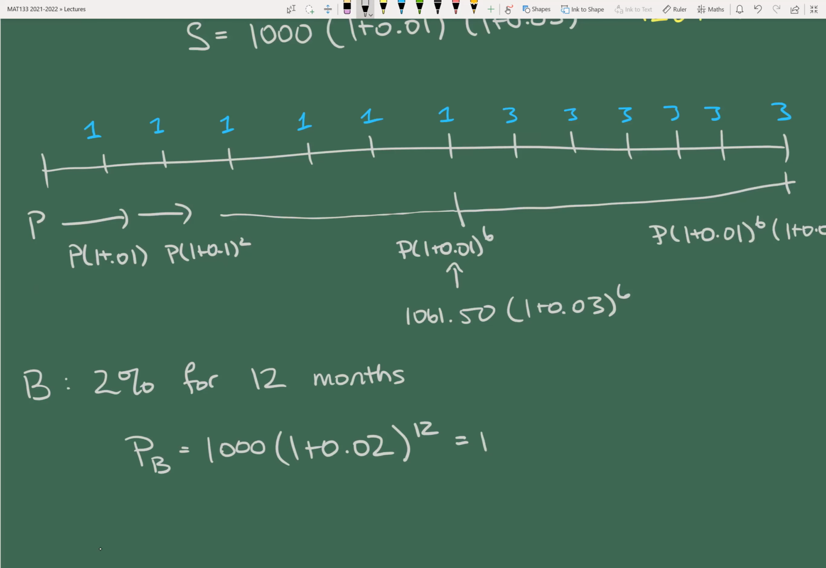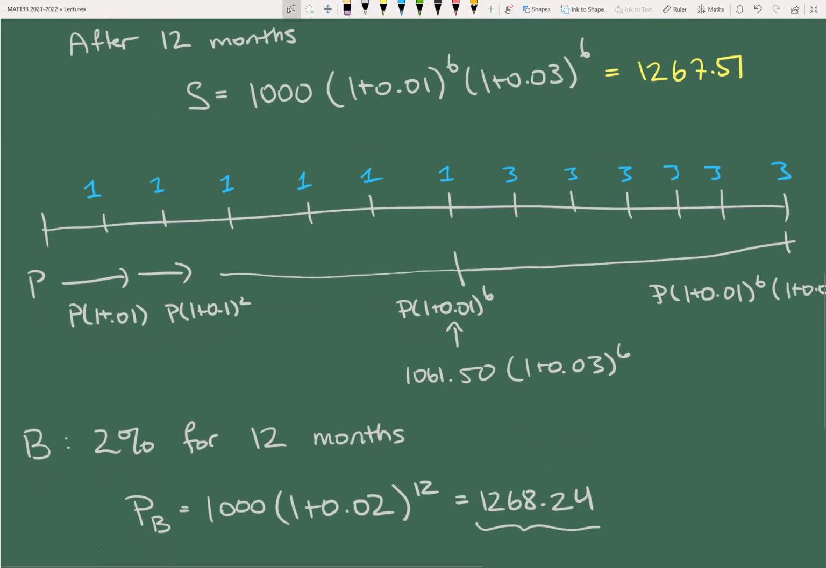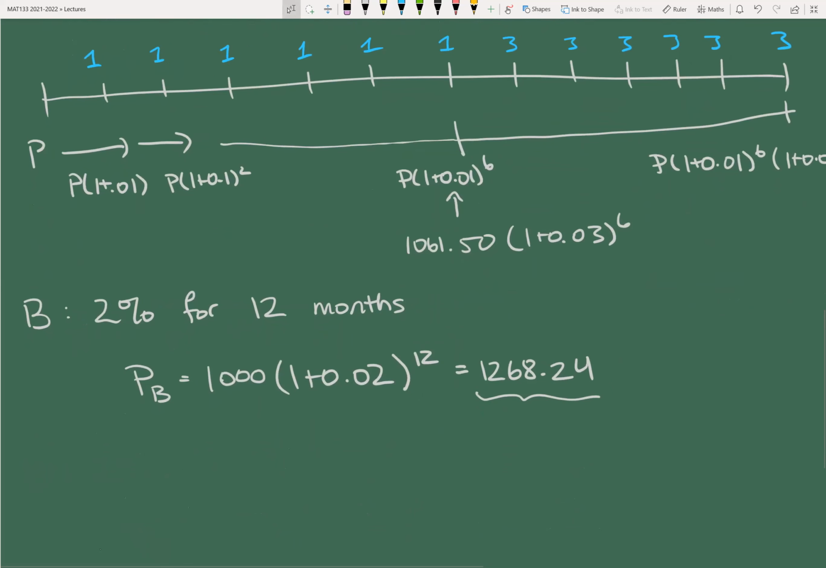1268.24, perfect. Right, and if you compare these two numbers, this is the bigger one, right? The other one was, you can see it in the yellow up here, 1267.51. So account B is bigger than A, right? That was answer B for the record. So the answer is B. All right.